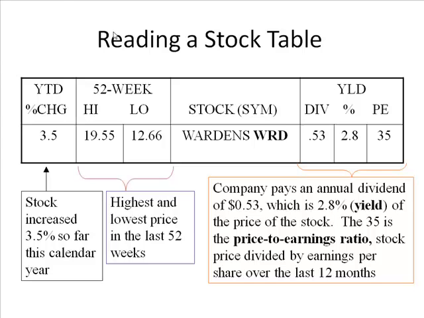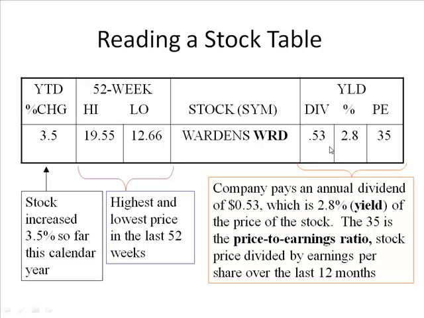When we move into the next two columns, we're talking about the 52-week high and low. This will give you an entire year regardless of what point of the calendar year we're at. For this example, the low was $12.66 a share and the high was $19.55 during the last 52 weeks. The next column is simply the stock itself, and then in bold letters we have the symbol as it's listed on the stock exchange.